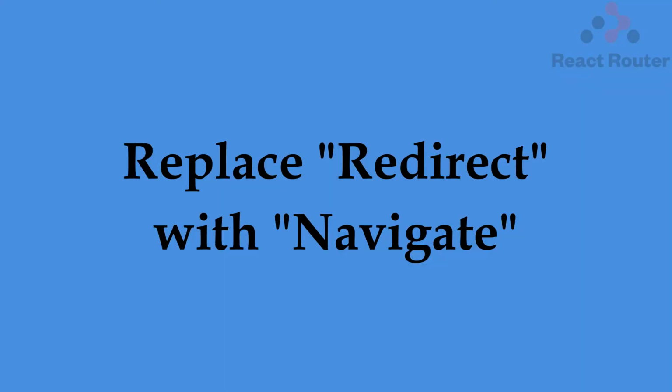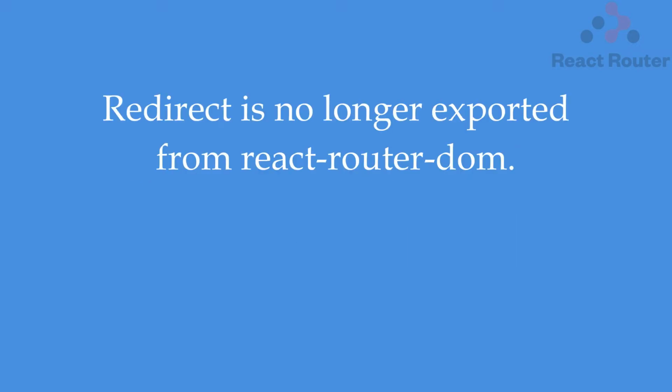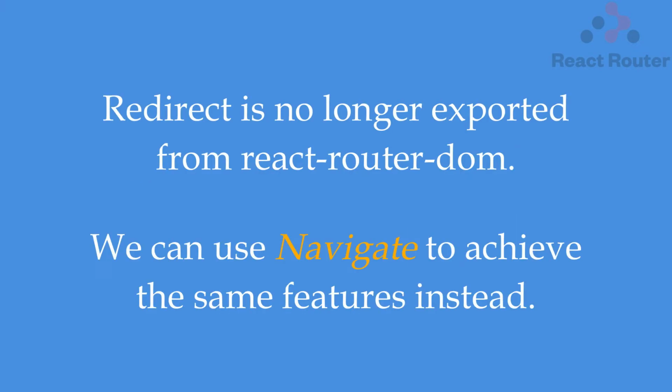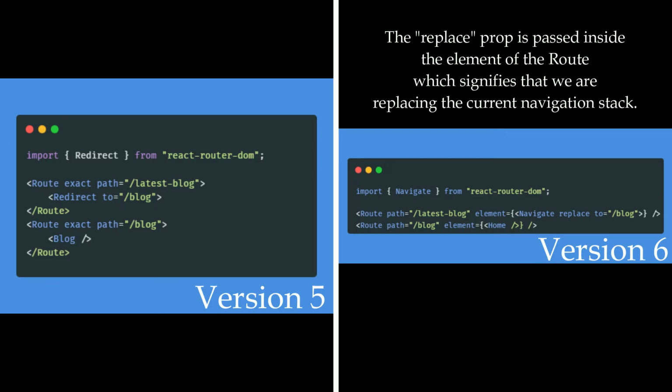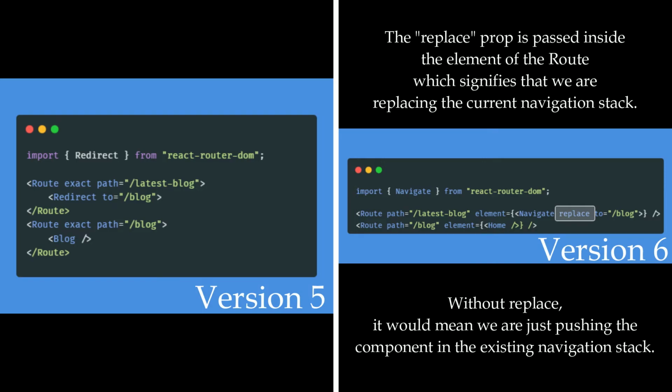We also don't have the Redirect. We use Navigate now in version 6. Redirect is no longer exported from react-router-dom. We can use Navigate to achieve the same features instead. Here is the comparative code for both version 5 and version 6. Do note that the replace prop is passed inside the element of the route, which signifies that we are replacing the current navigation stack. Without replace, it would mean we are just pushing the component onto the existing navigation stack.